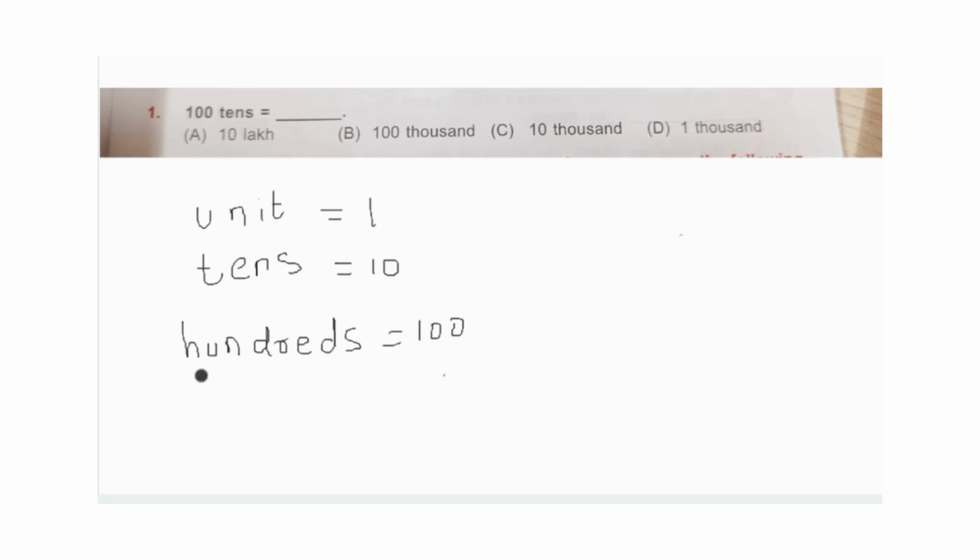Let's write down some basic place values. First one is unit, which is represented by 1. Then you have tens, which is represented by 10. Then you have hundreds, which is represented by 100. And then you have thousands, which is represented by 1000.